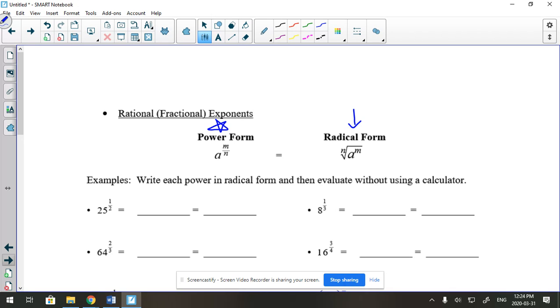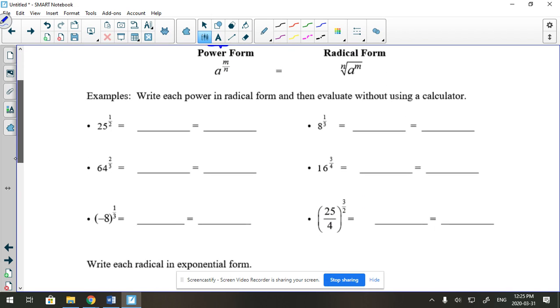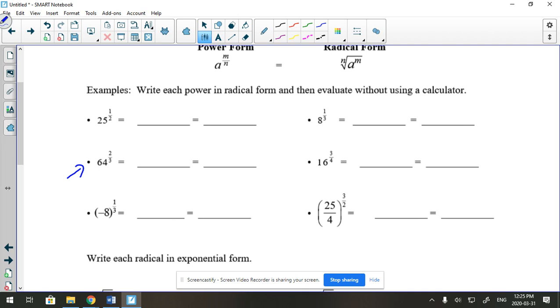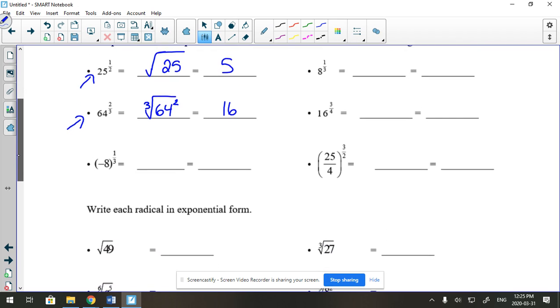So looking at a couple of these, I'll just pick this one here. The bottom number tells you what type of root you're taking. The base stays the same for both, and then the top number tells you what power you're raising that to. And if you put that in your calculator, you'll see it's the 16. Okay, and if it's a square root like this one here, the bottom number is a 2. Usually we don't write the 2 in here. The standard form when it's blank is that you assume it's a 2. And you get that.